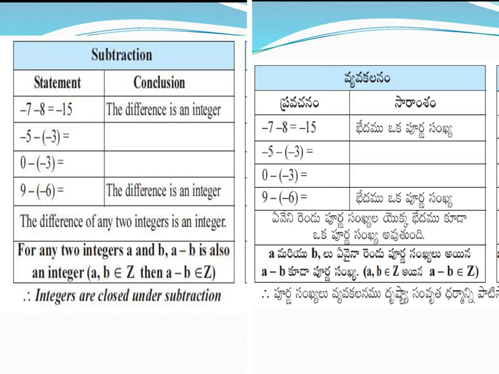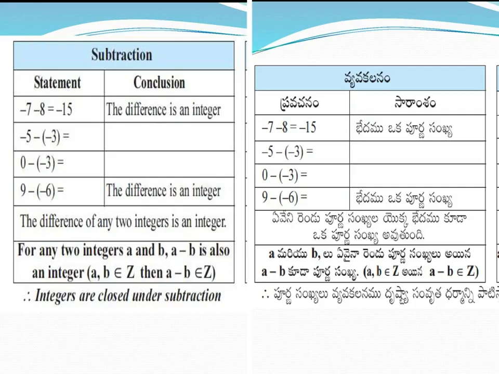For any two integers a and b, a minus b is also an integer. The integers are closed under subtraction. Means a, b belongs to Z, then a minus b also belongs to Z.